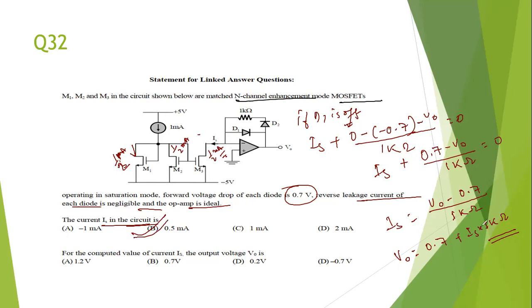Now when you put this value, you get 0.7 plus 1 by 2 milliampere into 1 kilo ohm, and this is equal to 1.2 volt. So the answer is option A. Now come to the next question.